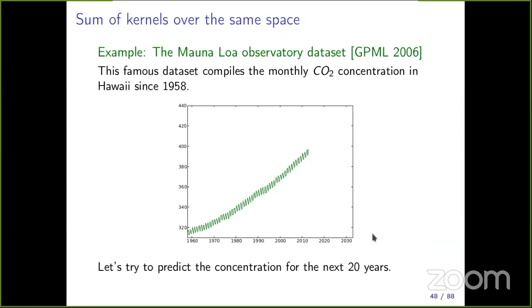Let's see how this can be useful. So that's an example from the Gaussian process for machine learning book. That's a data set that has the monthly concentration of CO2 in the atmosphere. This is measured in Hawaii, at the Mauna Loa Observatory. So here it is represented as a function, but if I were to zoom on that, that would just be like monthly or weekly points over 50 years.